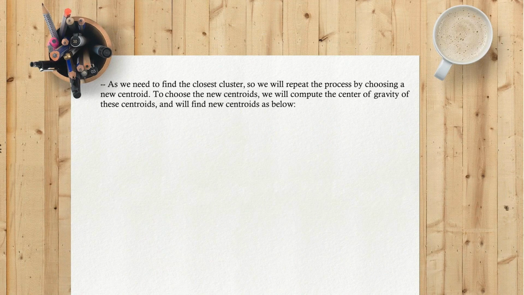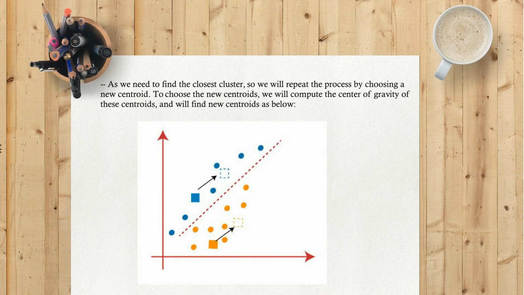As we need to find the closest cluster, we will repeat the process by choosing new centroids. To choose the new centroids, we will compute the center of gravity of these centroids, and will find new centroids as below.